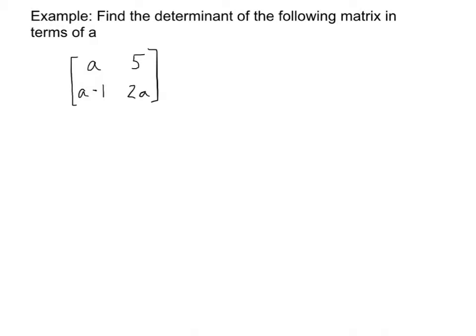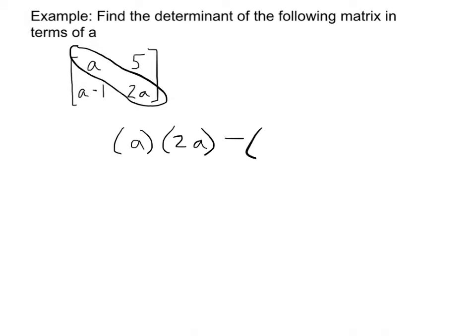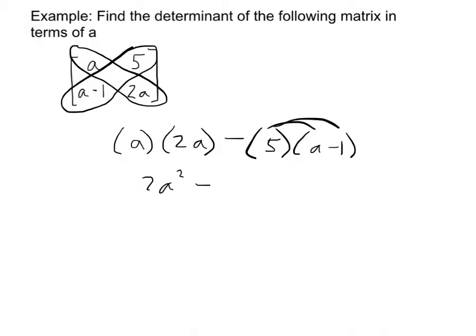So how do we find the determinant? Easy. We do A times D, the main diagonal, minus the secondary diagonal, 5 times A minus 1. And then we simplify. A times 2A is 2A squared, minus, and we can distribute the minus 5 to both of them. So that's minus 5A plus 5. We found the determinant in terms of A. This is what they're looking for.